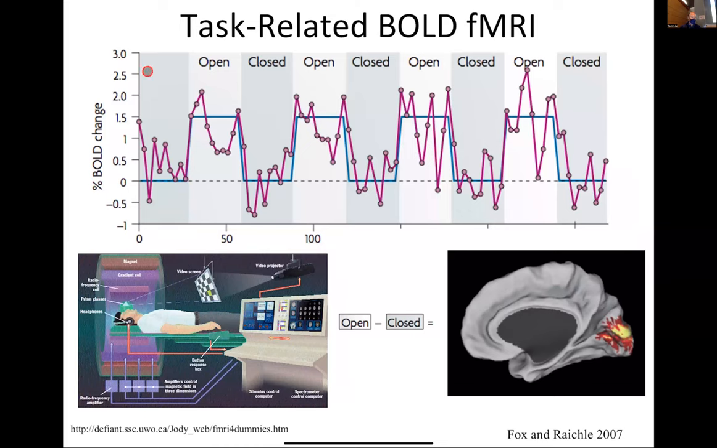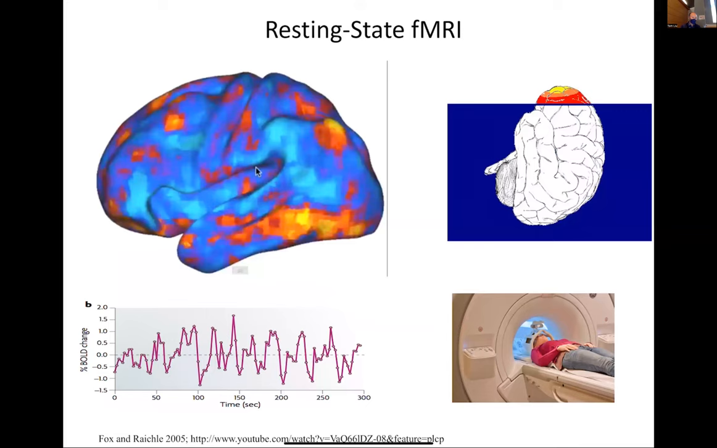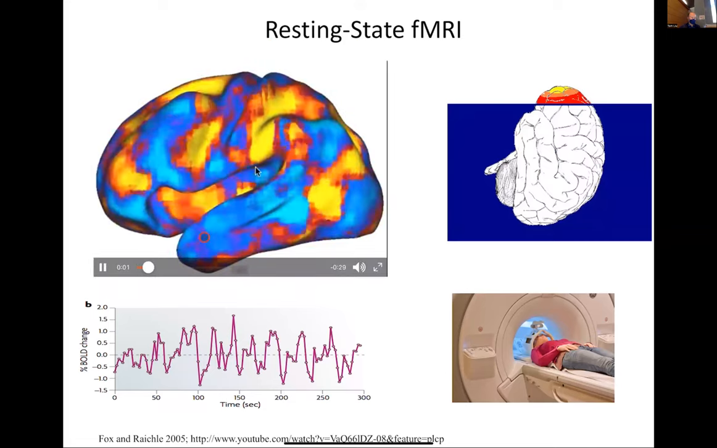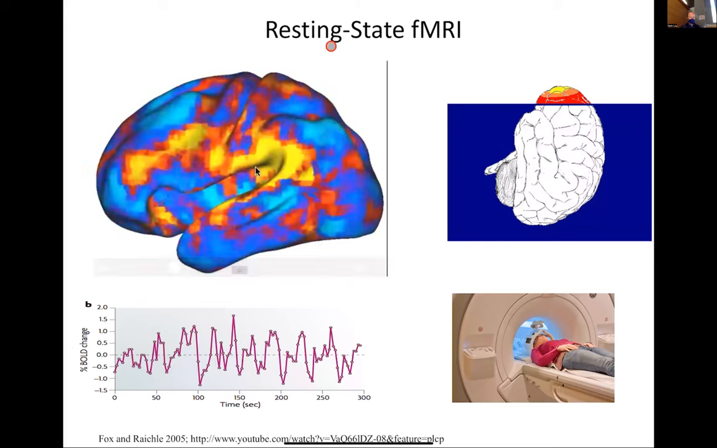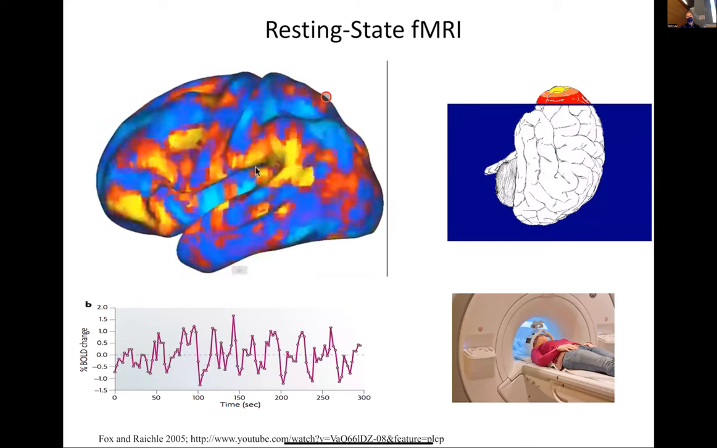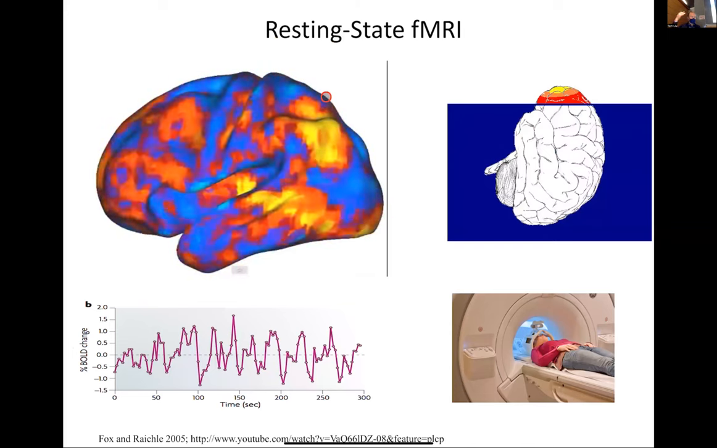So by far the most common fMRI is what's called task-related fMRI, where we actually give the person a task. In this case, they're just opening or closing their eyes, and we can measure the activity in their visual cortex here. Okay. But there is another very powerful and quite widely used area of fMRI called resting state fMRI. In this one, we basically just take a movie of someone's brain while they're just lying in the scanner, either with their eyes open or closed, but really they're just not doing anything. But obviously, you're always doing something, right? Your brain's always doing something.